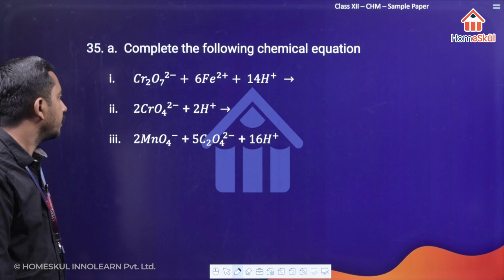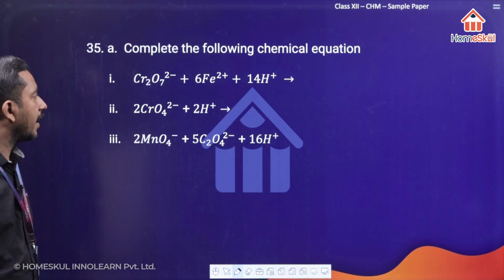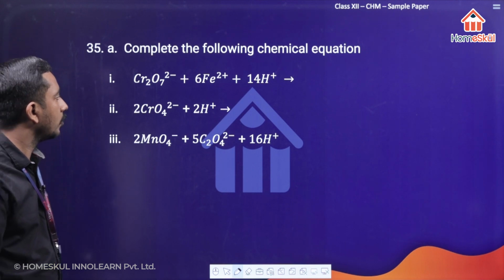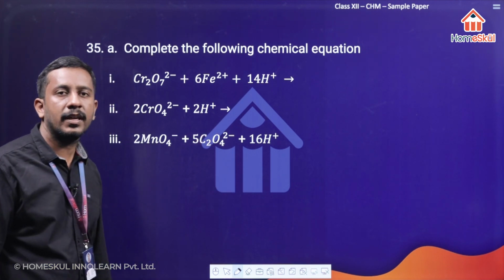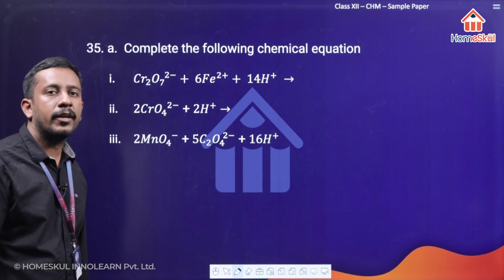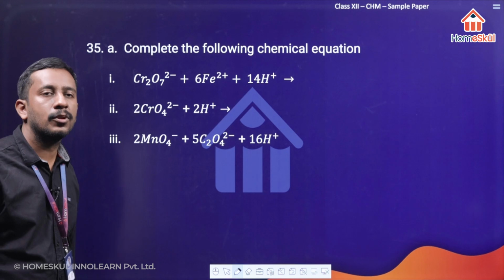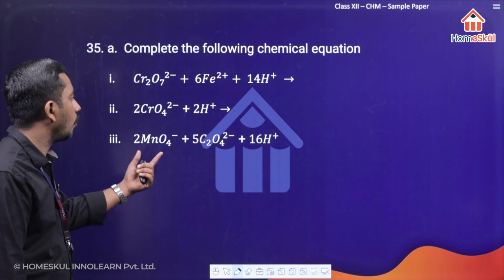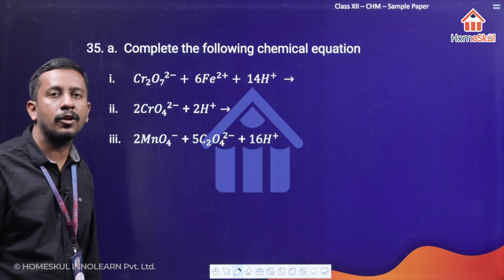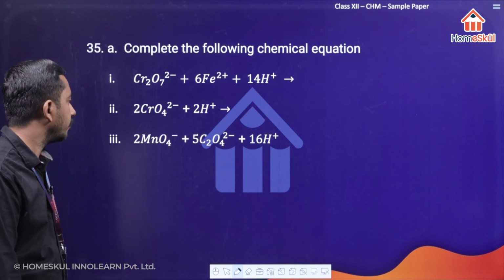and the Cr2O7 2- that will be reduced. And the second equation, we have CrO4 2-. We have the chromate ion. What will happen to the chromate ion in acidic medium? So we know that both the chromate ion and dichromate ion exist in equilibrium in accordance with the pH of the solution. So in this case, the chromate ion will be converted into a dichromate ion because the medium here that we have is acidic medium.